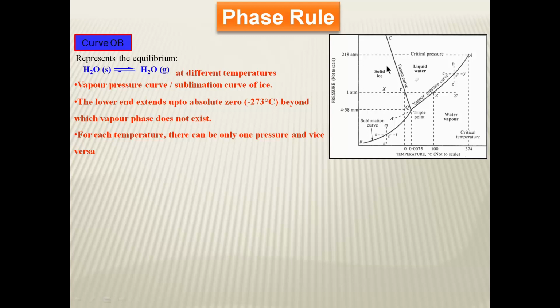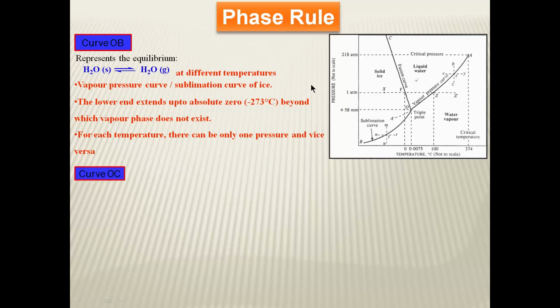This region is representing solid ice. Similarly, we can explain for the SN dotted curve also and SU also. So this clearly explains that phase diagrams give the answer to how the direction of the equilibrium varies if we vary one variable keeping the other constant.